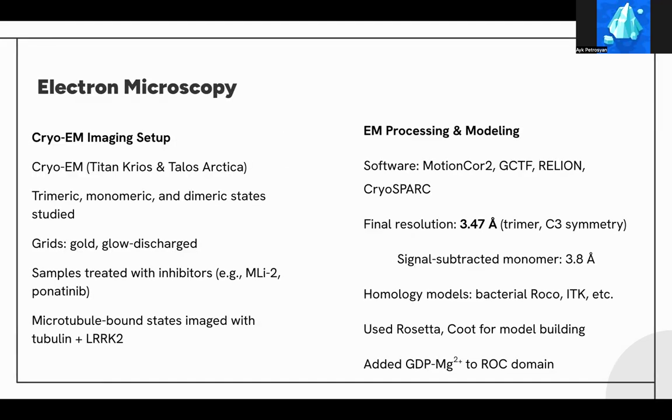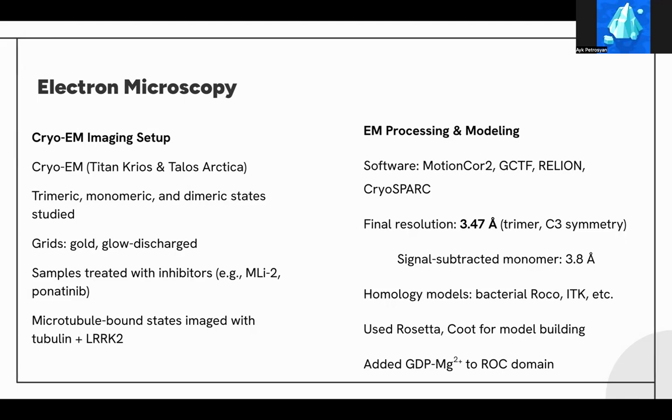With protein in hand, the team moved on to cryo-electron microscopy. For the trimer data, they concentrated LRRK2 RCKW to 4 micromolar or more and applied it to glow discharged gold grids. And these grids were then plunge frozen in liquid ethane.